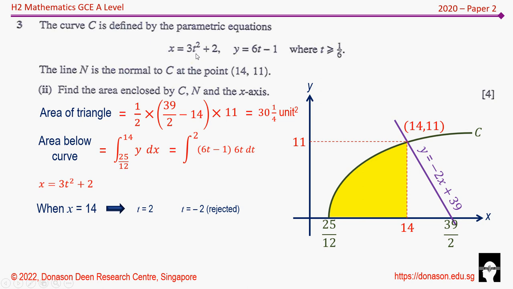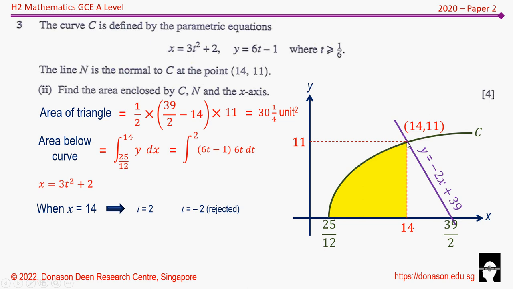So if 3t squared plus 2 is equal to 14, your 3t squared value would be 14 minus 2, that would be 12. 12 divided by 3 would give you 4, and the square root of 4 should give you plus 2 or minus 2. But I have rejected the minus 2 and I have just kept t equals 2. The reason for that is, if t is equal to 2 and we substitute 6 times 2, which is 12, minus 1, which is 11.